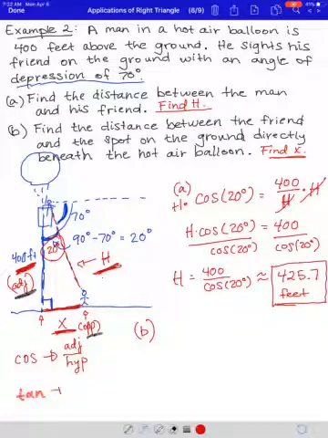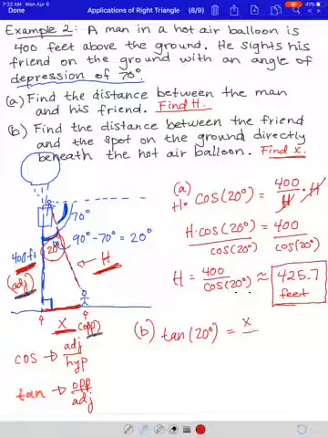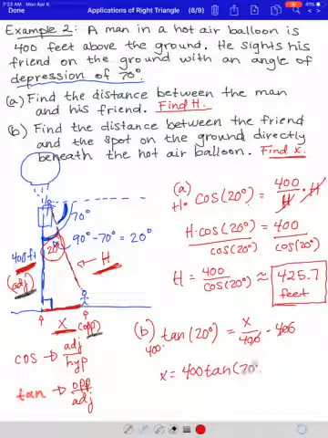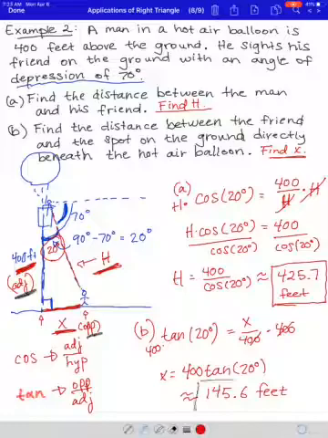Tangent is opposite over adjacent. And so that's the function we'll use. So tangent of our angle, 20 degrees, is equal to the opposite side, which is x, divided by the adjacent side, which is 400. And now to solve for x, I'll just multiply both sides by 400. Those cancel. And what we get is x is equal to 400 times tangent of 20 degrees. And we can plug that into a calculator. And if you do that, you should get approximately 145.6 feet. And there we go.